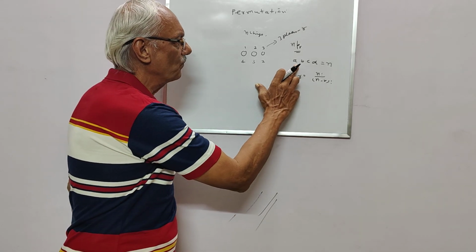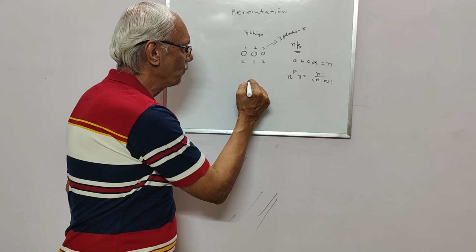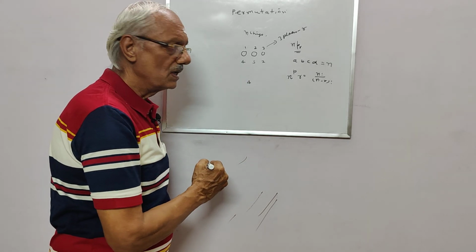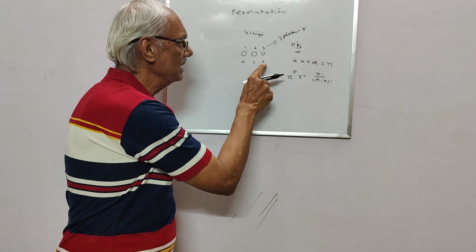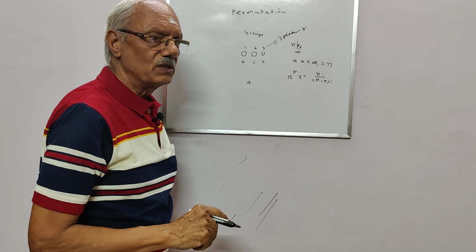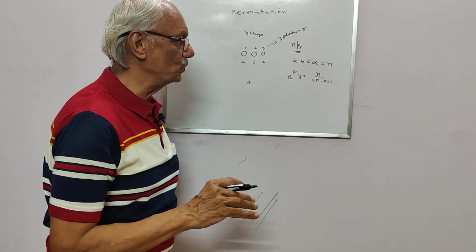Now here there are 4 elements, as I told you. This can be filled in what? 4 ways, and this can be filled in 3 ways. This can be filled in 2 ways. Now this is a product rule. This is a product rule.